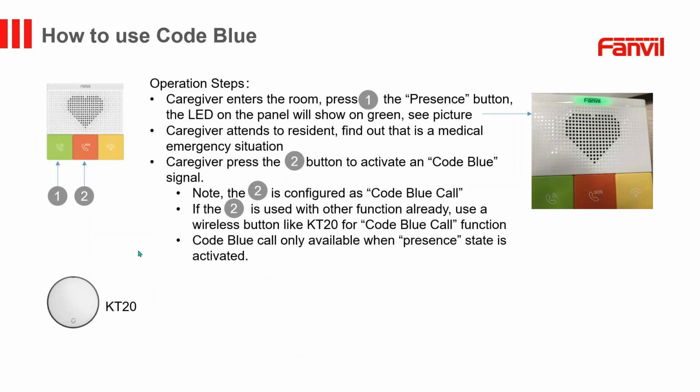There is something to note here: if the second button is already used with other functions, you can use a wireless button like the KT20 for the code blue call function. And this code blue call is only available when the present state is activated.